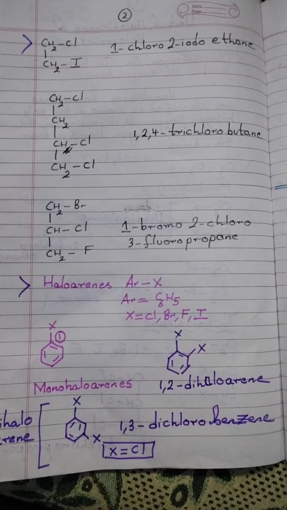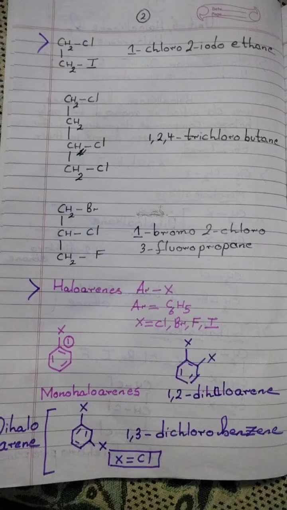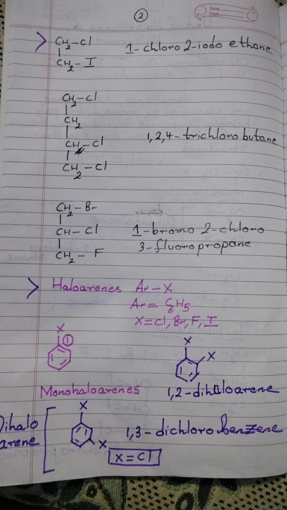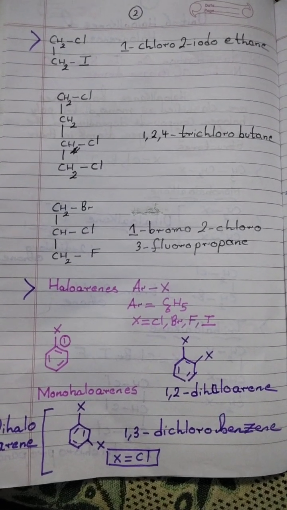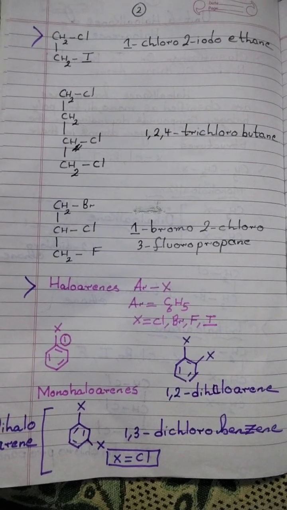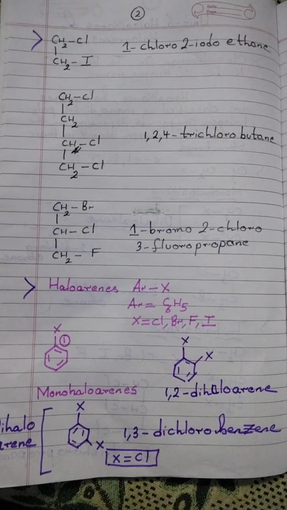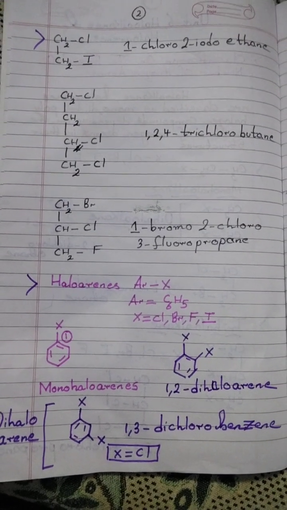If the halogen atoms attached are different, as I told earlier, the preference of alphabetical listing follows as per IUPAC, that is 1-bromo-2-chloro-3-fluoropropane. Again I repeat, 1-bromo-2-chloro-3-fluoropropane.